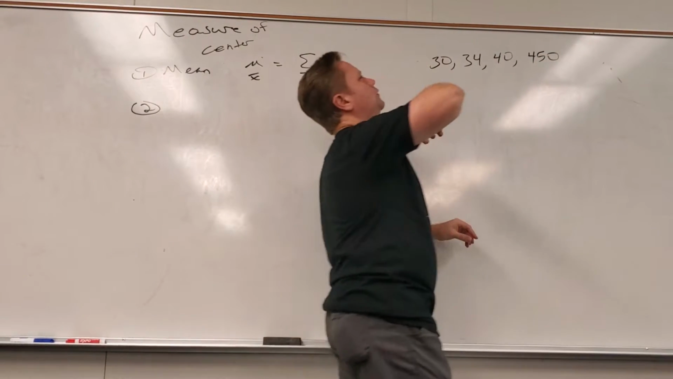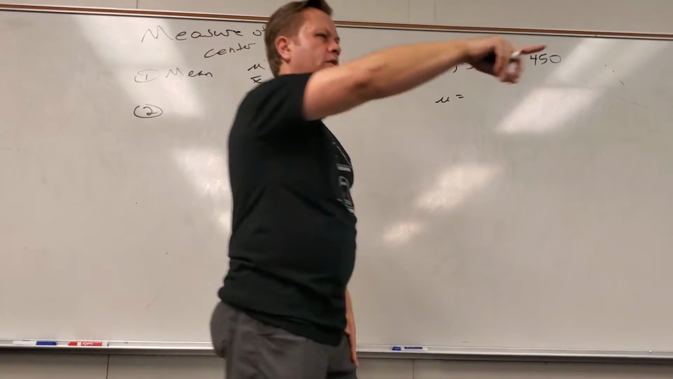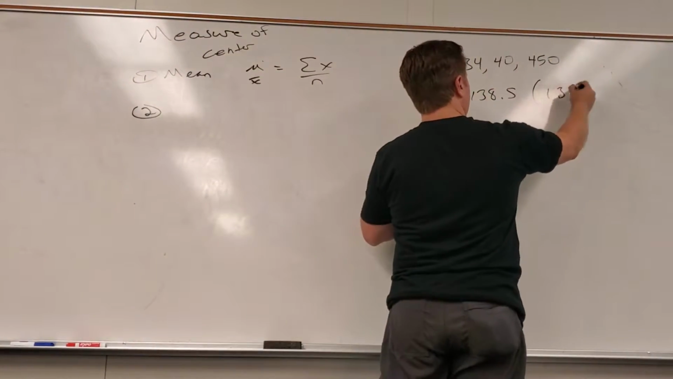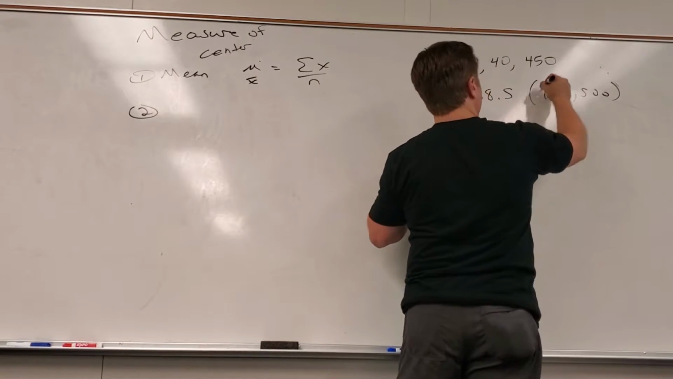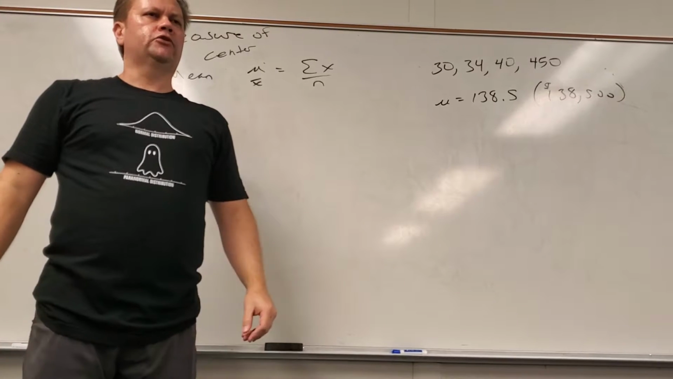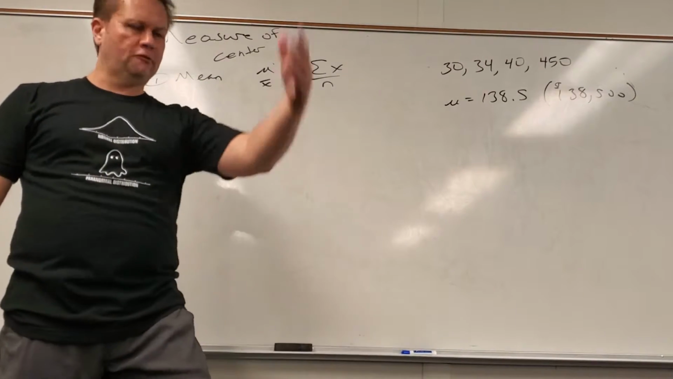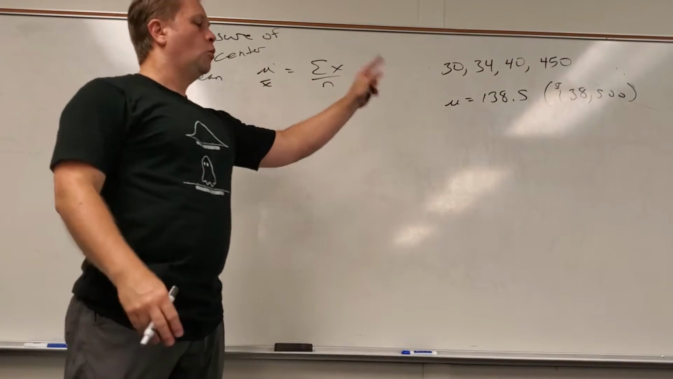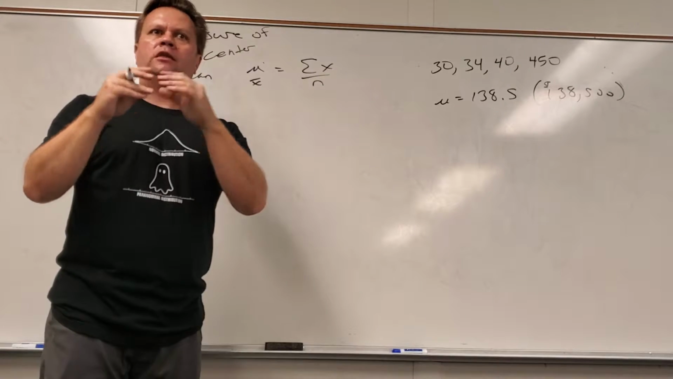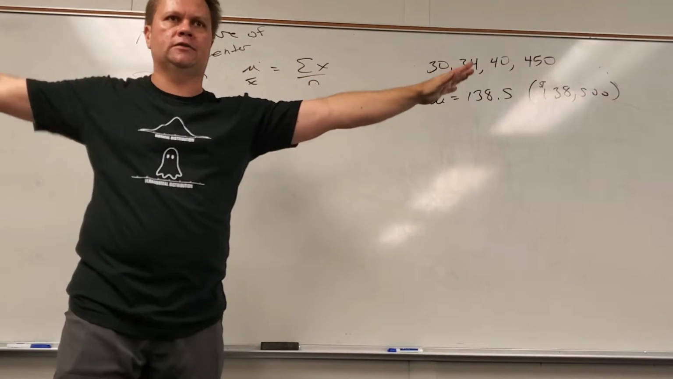$554 divided by 4 is, do it again. 130 something, yeah. 138.5. So in other words, $138,500. If you tell this guy that and you're like, I took statistics, average is good. That's what my professor said. But no, that's just one possible way to measure the center of data. The mean will always be affected the most by outliers.